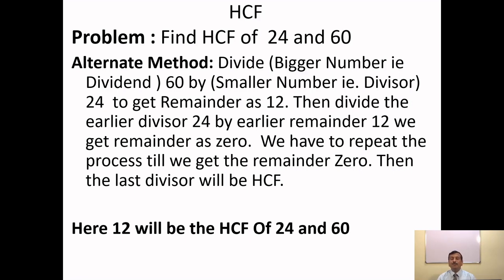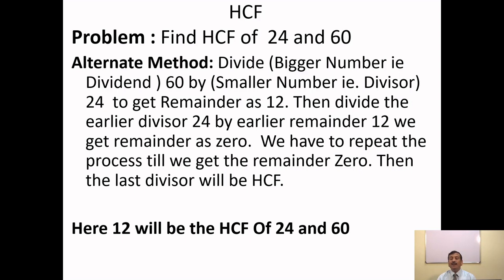Find the HCF of 24 and 60. Here we divide the bigger number by the smaller number. So the bigger number will be the dividend, which is 60. The smaller number will be the divisor, which is 24. If we divide 60 by 24, 24 into 2 is 48 and the remainder is 12. So we get quotient as 2, remainder as 12.